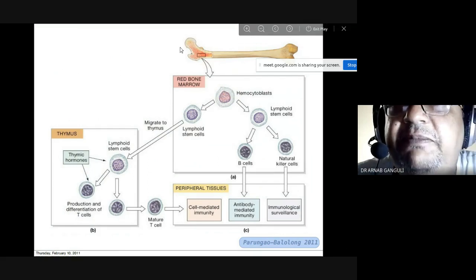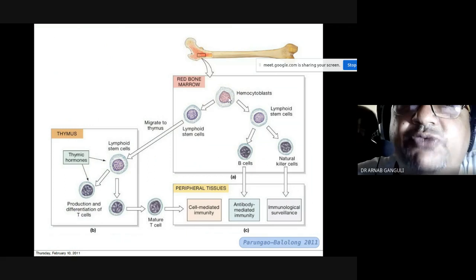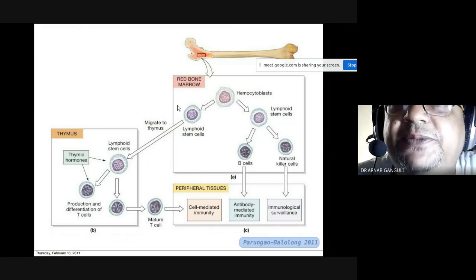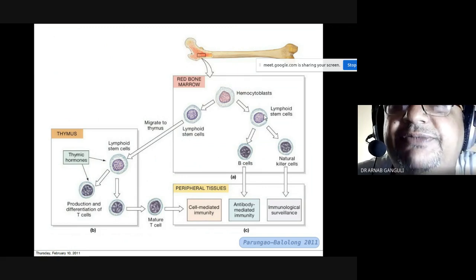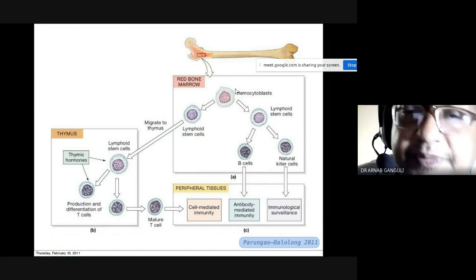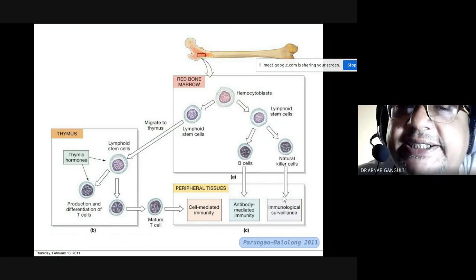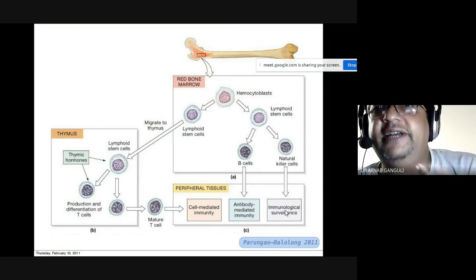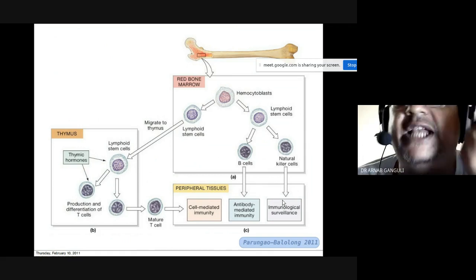Now, in the red bone marrow, you have the first cell, the hemocytoblast, from which different types of lymphoid cells are released. You have the lymphoid stem cells released. On one side, these lymphoid cells will give rise to the B cells and the natural killer cells. B cells will give rise to antibody mediated immunity. You know that it releases antibody. And natural killer cells provide immunological surveillance. This is the non-specific immune response, the first line of defense.